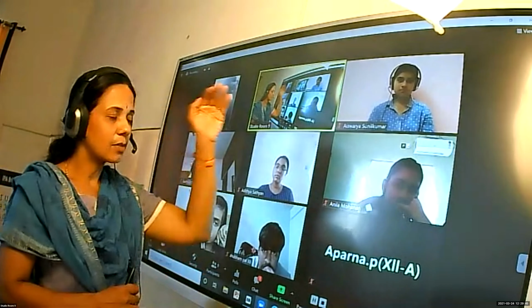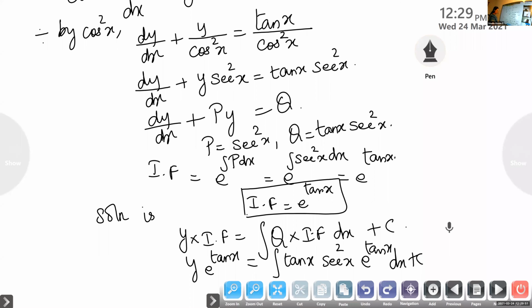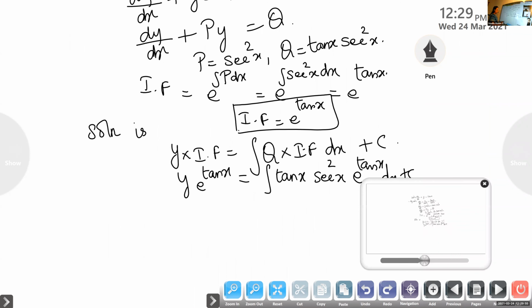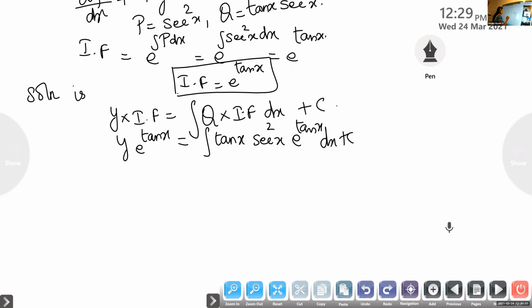Here, after substituting, we are getting a lengthy function. Look at the function we are getting here. It is tan x sec square x e raised to tan x into dx plus c, isn't it? We are getting it in this form. So what we are going to do, e raised to tan x is there. Which function's derivative is there? What is the derivative of tan x?